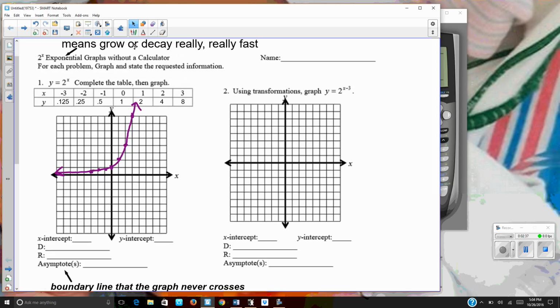And now let's answer the questions. The first one is the x-intercept. We just talked about this. It does not touch the x-axis. It's getting really, really close, but it never actually intersects the x-axis. It does, however, hit the y-axis at the point (0, 1).